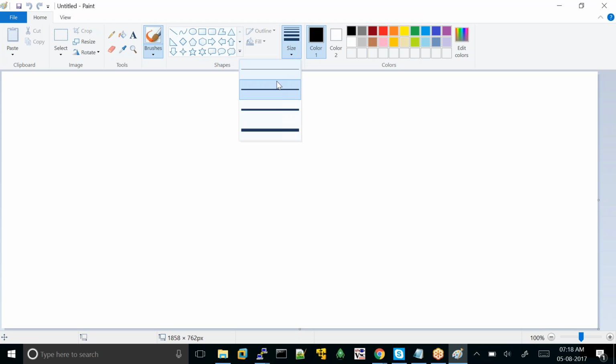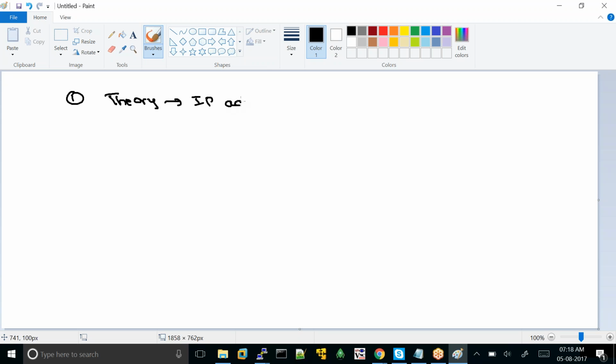So here, first let me start the discussion on some theoretical concepts on IP addressing and subnetting. Followed by that, let me start our discussion on RDS, Relational Data Store, under which we will see how to connect to a MySQL instance. Okay, this is the agenda for today's session.